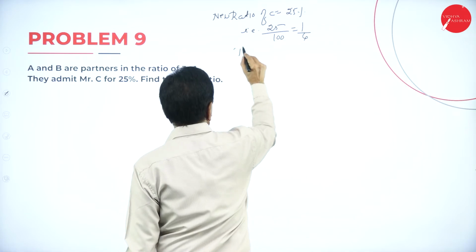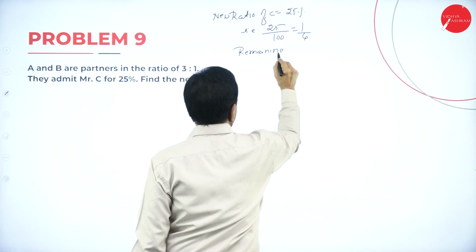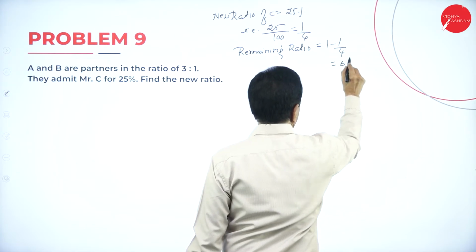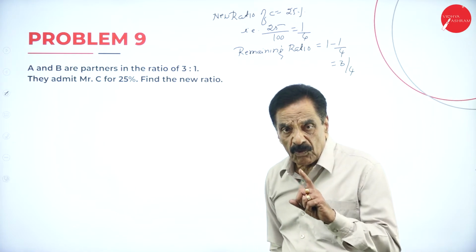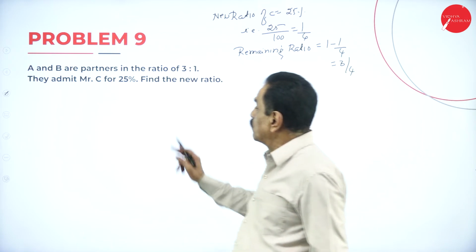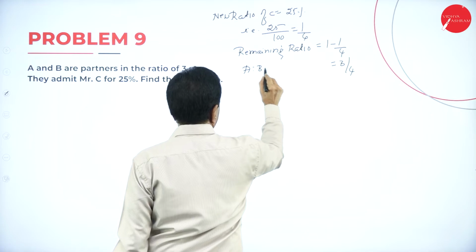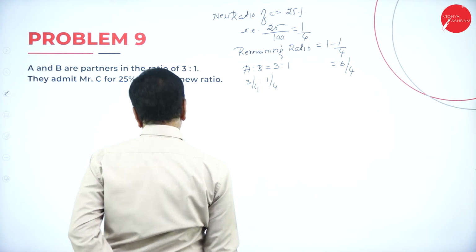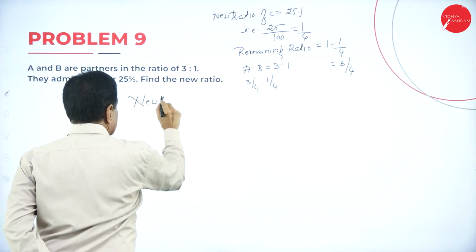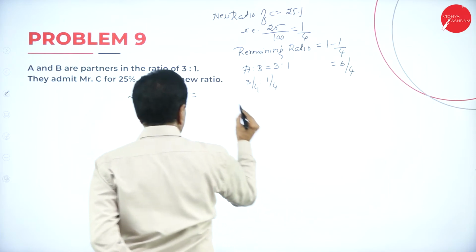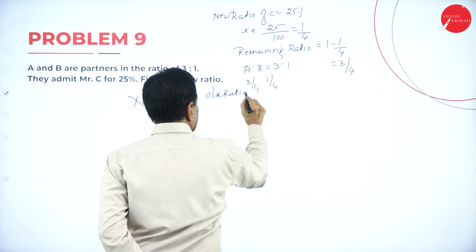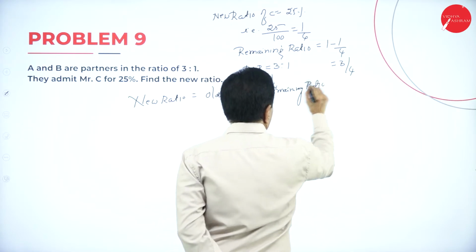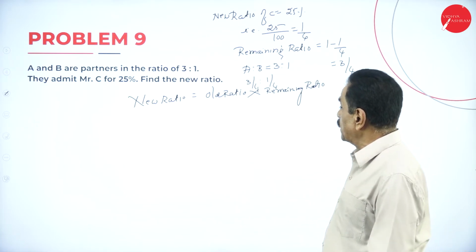So remaining ratio is (1 − 1/4) = 3/4. We mean to say in mathematics, out of 4, we have given 1. What old partners are? (a:b) = 3:1. Therefore, (a) (3/4) = 1/4. So apply: new ratio is equal to old ratio multiplied by remaining ratio.